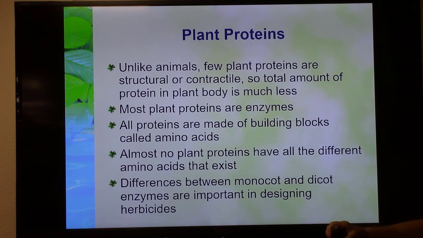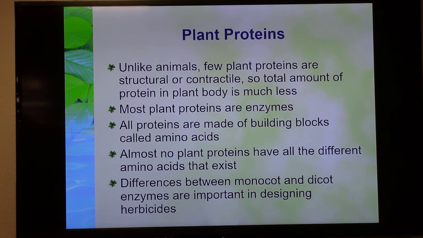Plant proteins. Now we're getting away from photosynthesis and we're moving now to proteins. Proteins in animals, in our bodies, are of two basic types, and one is contractile proteins, proteins that are in the muscles that cause us to move. Most of the protein in the body of an animal is in the muscle tissue. The rest of it is enzymes. Enzymes make chemical reactions happen better, and they happen to be proteins.